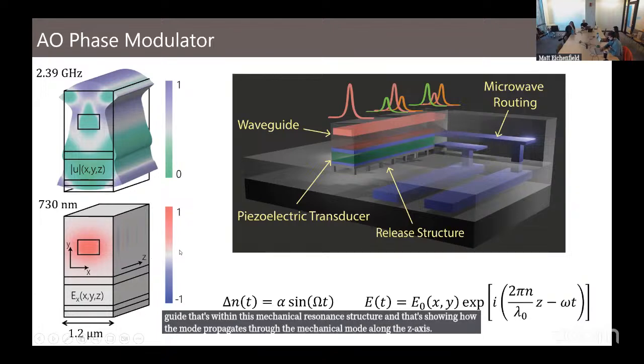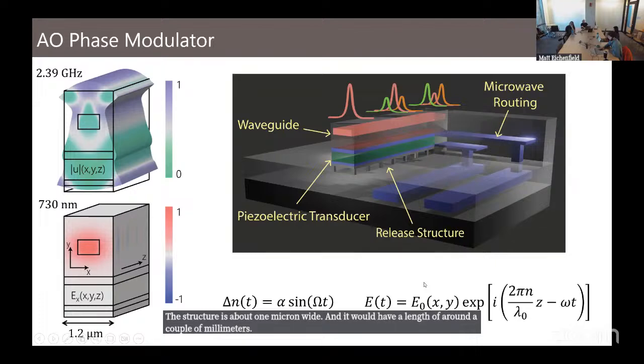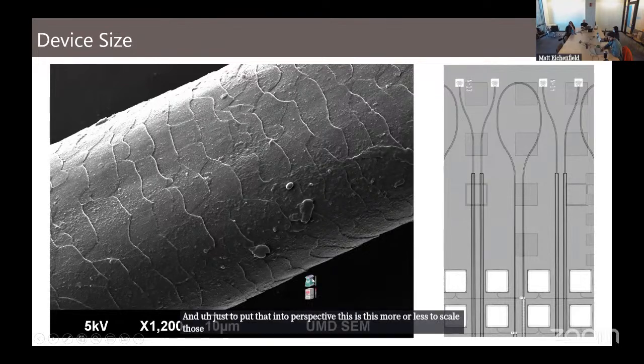The structure is about 1 micron wide, and it would have a length of around a couple millimeters. And just to put that into perspective, these modes are shown more or less to scale next to a human hair. So it's very small. And then this is a top-down view of the actual fabricated device.